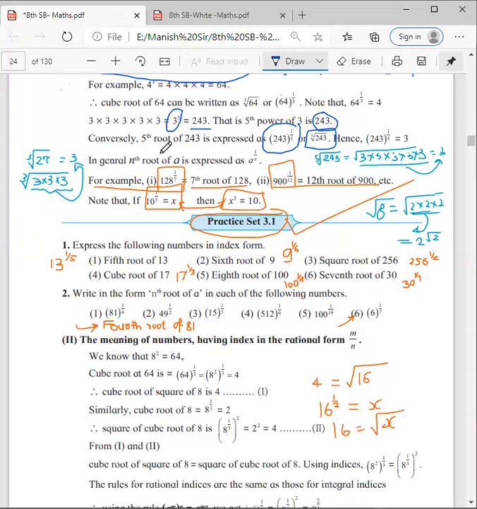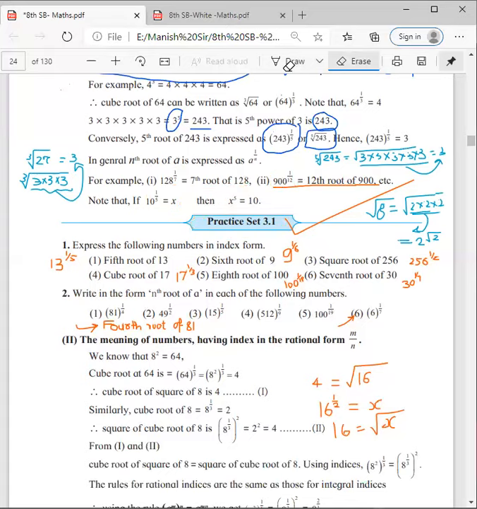So in general, the nth root of a is expressed as a raised to 1 upon n. In general, if we want to express the nth root of any number, that number is raised to 1 upon n. For example, 128 raised to 1 upon 7 is the 7th root of 128, and 900 raised to 1 upon 12 is nothing but the 12th root of 900. In the same manner, you can write this. Now you can understand what they have written.